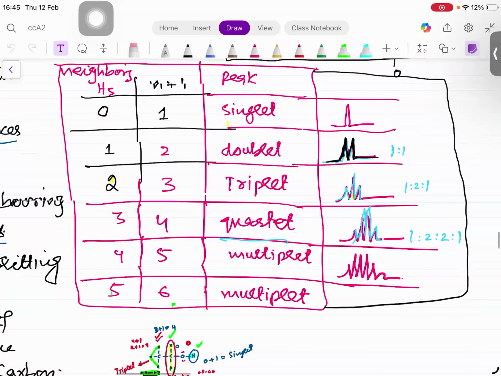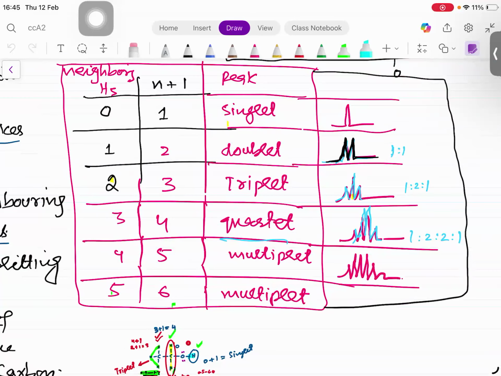If they're neighboring three hydrogens, it's going to be split up into four parts, known as a quartet. Four is going to split up into five parts, known as a multiplet. Five, six parts, multiplet. After four, you always call it multiplet.